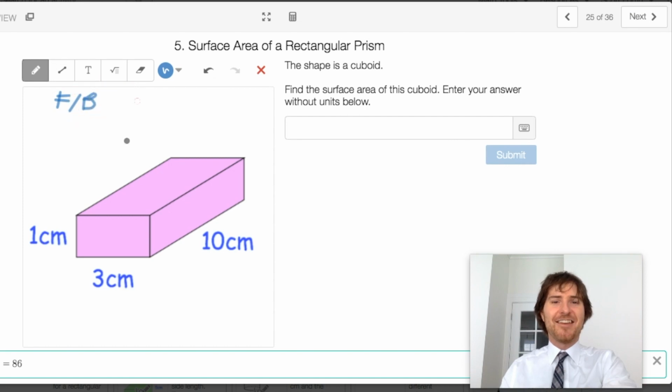What do I got? I mean, I could just label them all up. That might be a good idea. I might just label them all up. And this is going to be 3 because 1 times 3 is 3. This is going to be 10 times, well, this is going to be 1 centimeter, right, because it's a rectangle. So this is going to be 10. 1 times 10 is 10.